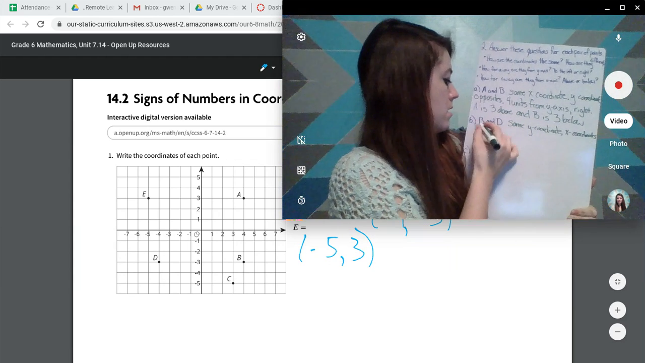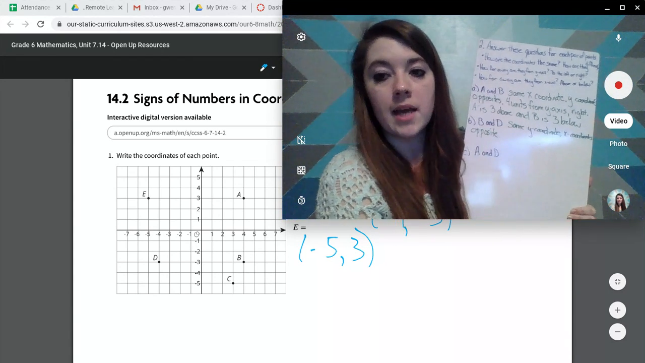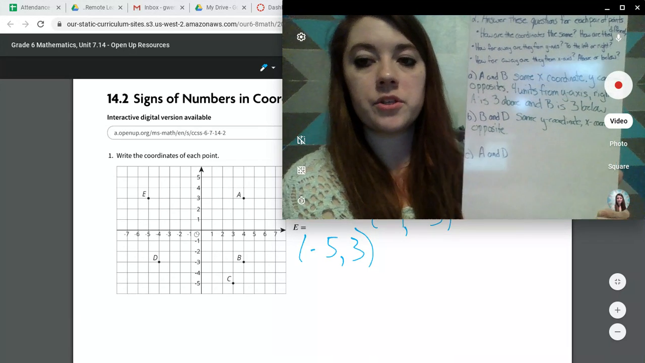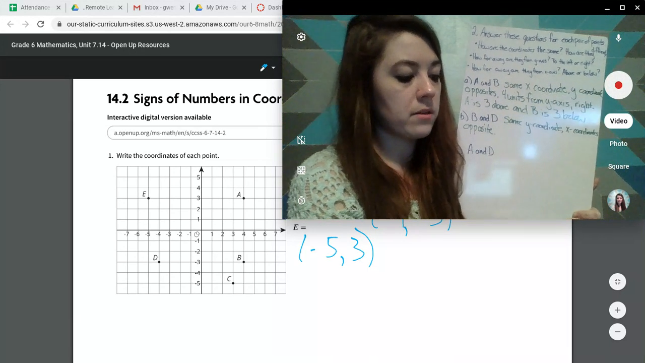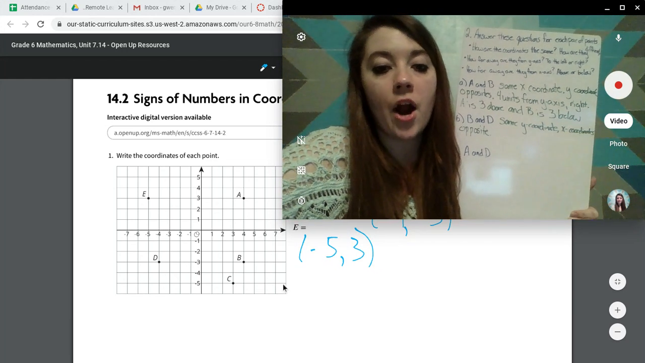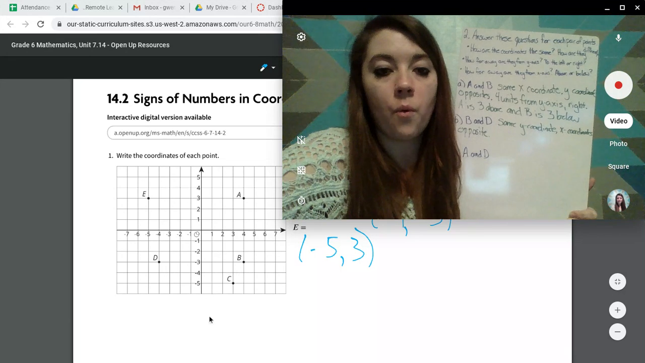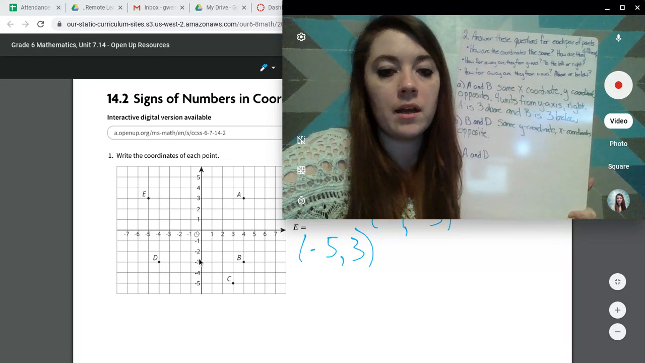X coordinates opposite. Fantastic. Put that a little closer so you can see. All right, what else? So how far are they from the y-axis? Remember, that is looking at our x value. So our x value shows us how far they are from the y-axis, because that's the left and right.